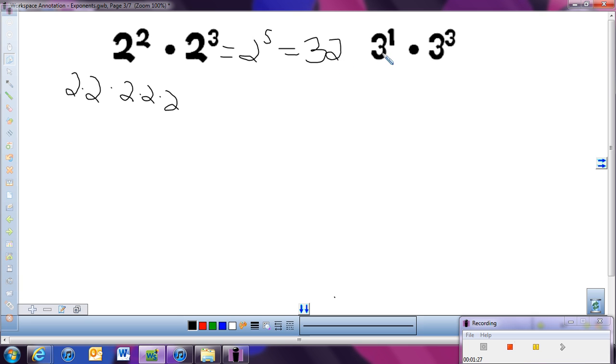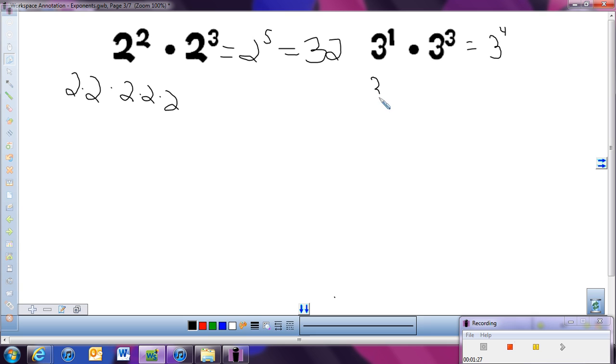So if we try this next one, before I even write it out in expanded form, I could rewrite it so that it's all one exponent because the bases are the same. So I would have 3 to the 1 plus 3, or 4th power. And that, we can write it out in expanded form.